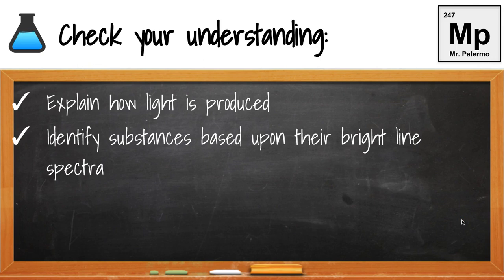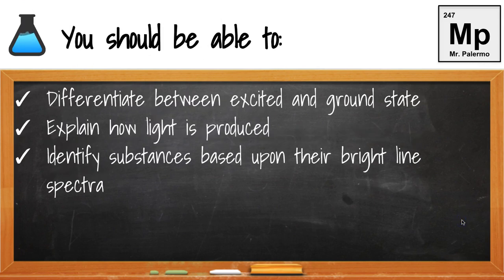So let's check your understanding. Can you explain how light is produced? And can you identify substances based upon their bright line spectra? At this point, you should be able to differentiate between excited and ground state, explain how light is produced, and identify substances based upon their bright line spectra.